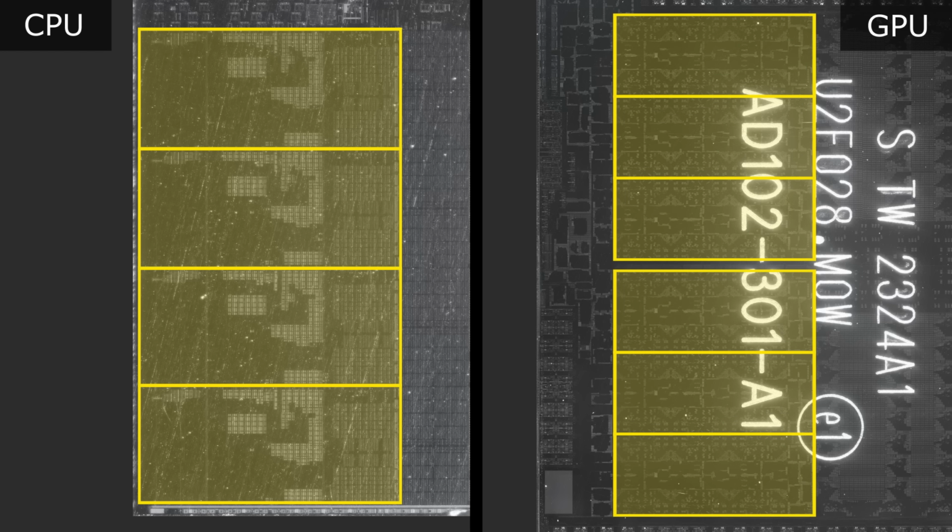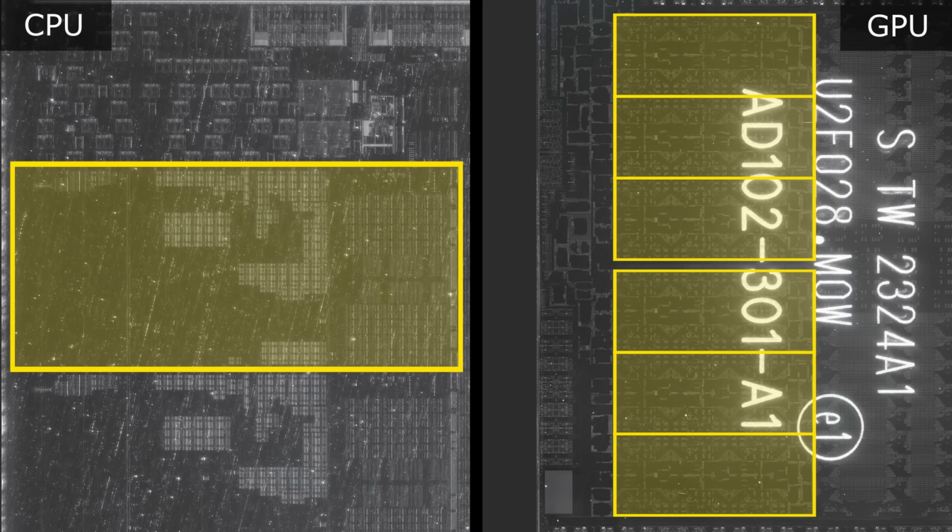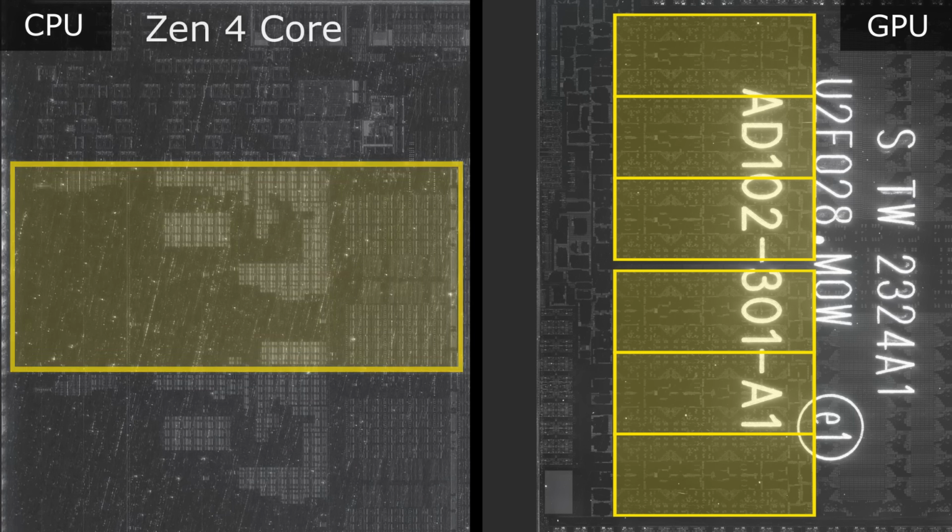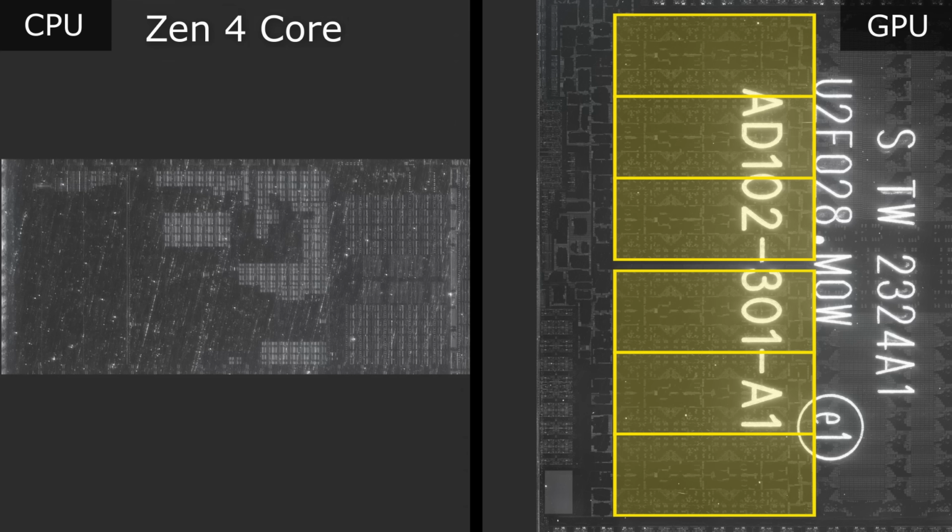If the only type of core we were looking for was the Zen 4 core, we could now congratulate ourselves because we have found one. Each of the tiles on the CPU side is actually a Zen 4 core complete with its dedicated L2 cache. On the GPU side, however, we're far from done.